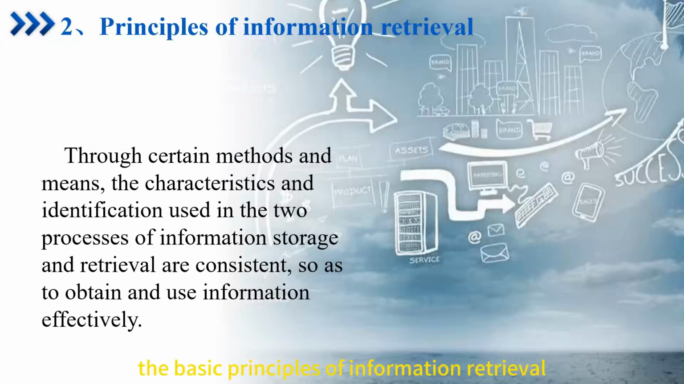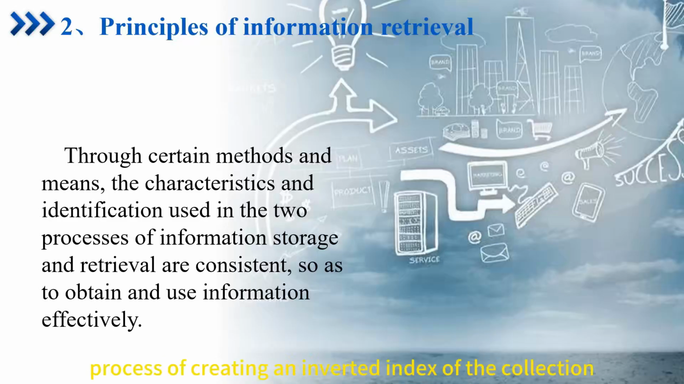The basic principle of information retrieval is to match users' queries with relevant documents in a collection based on similarity measures. It involves three main steps: indexing, query processing, and ranking. Indexing is the process of creating an inverted index of the collection, which maps words to the documents that contain them.